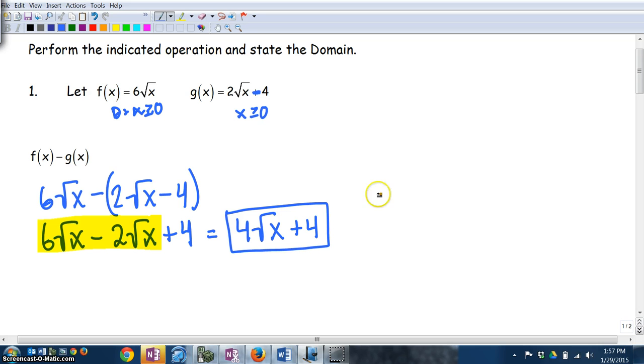Now, as far as your domain, x such that we know x has to be greater than or equal to 0 from both of these up here. Let's check down here, see if you have any fractions, because that will change things. We don't. X still can't be a negative, so it's just greater than or equal to 0.